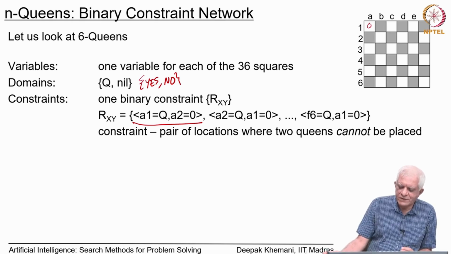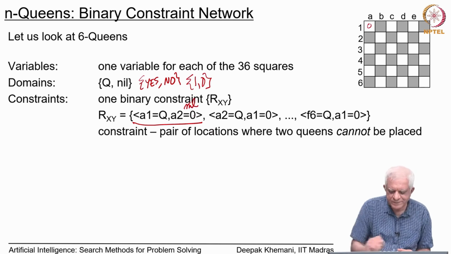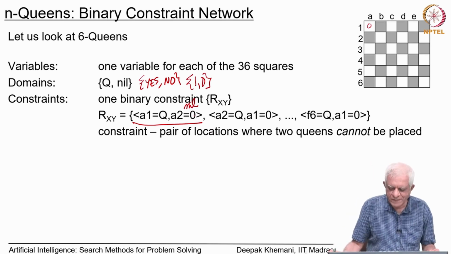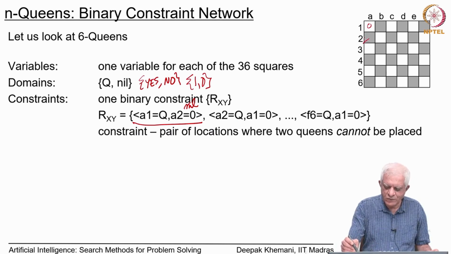If you do that, then on A2 you cannot place a queen. I have written 0 here, which is a kind of a mix up. Let me say this can be 1 or 0. I could have written nil here according to the formulation I did. I hope it does not cause a confusion. Essentially this says that if you place a queen on A0, then you cannot place a queen on A2.